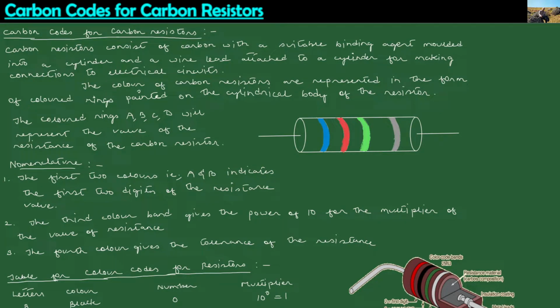In this teaching module, we will emphasize and elucidate on one important topic, which is carbon codes for carbon resistors. Now, in most electrical circuit connections or electrical devices, we have these carbon resistors which are embedded within the circuit diagram to complete the circuit by incorporating this resistance.